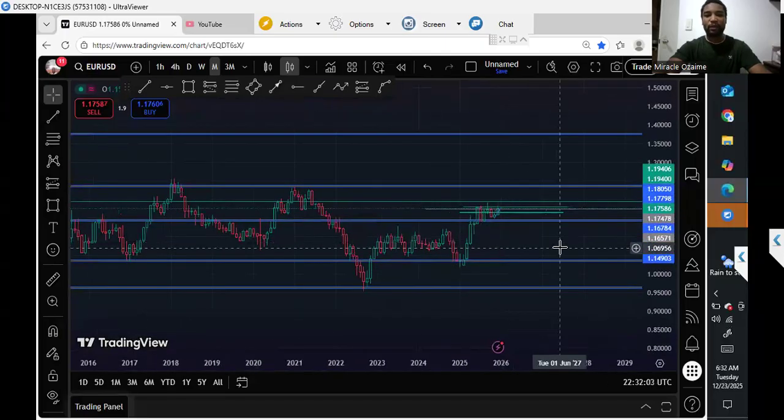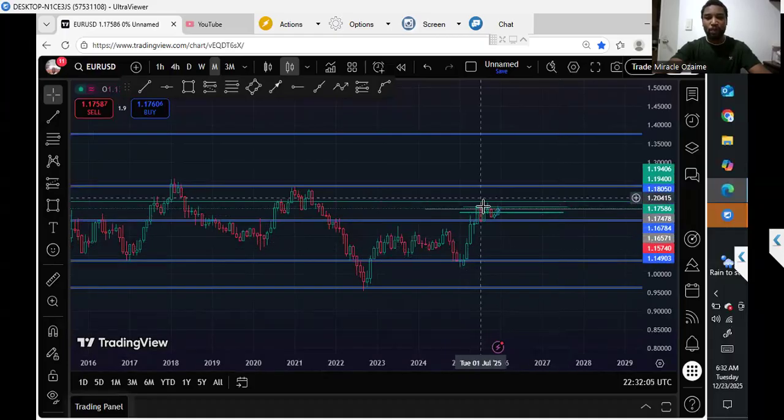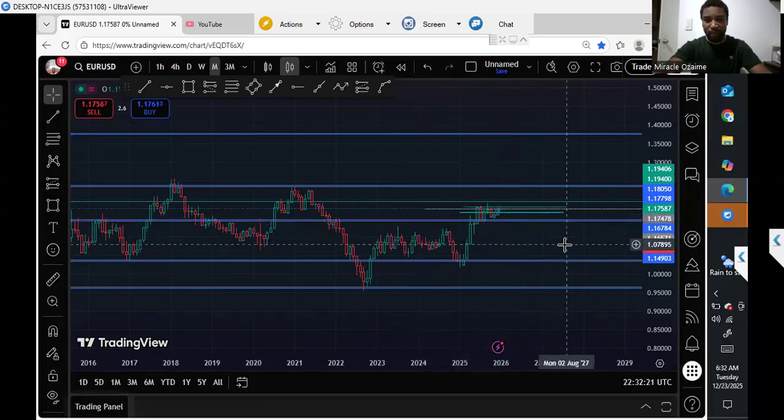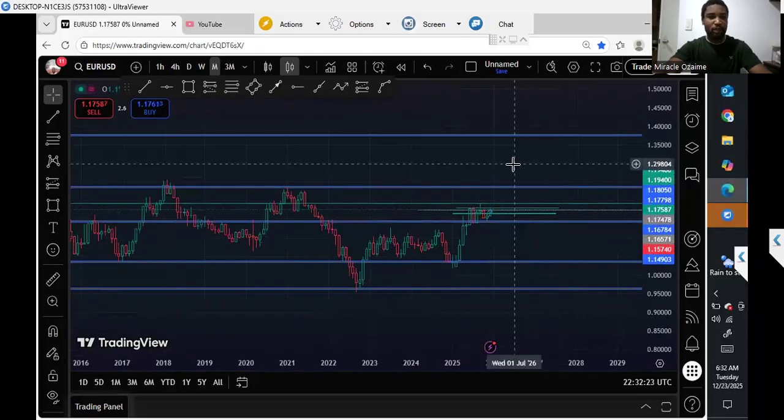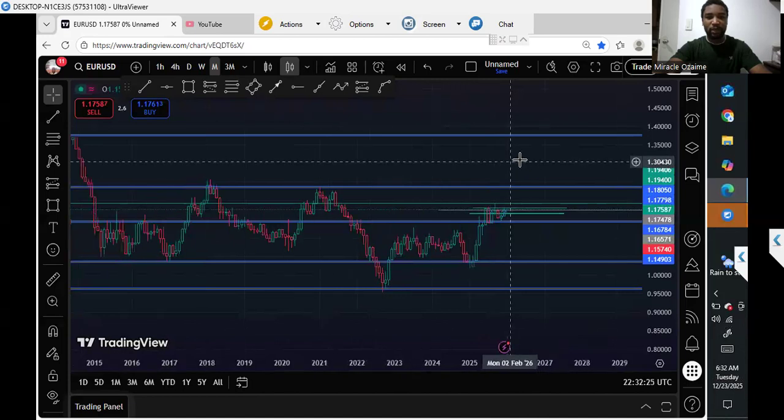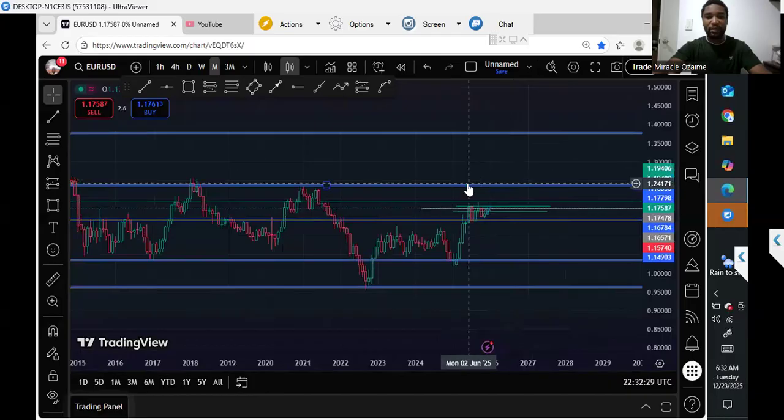Previously, I was looking at price to push up and come back to retest this level around here, this neckline around this region. But price has failed to do that. Why? Because there is a major level around this area which price respected. So presently we are currently pushing up. We're bullish as of the moment. So I am assuming that price is going to get to this level.